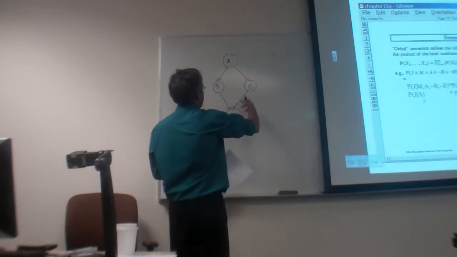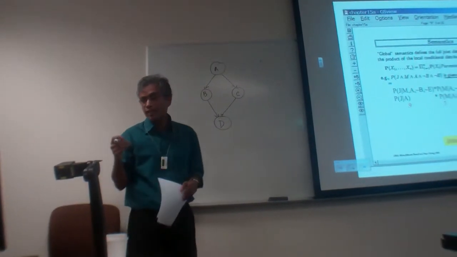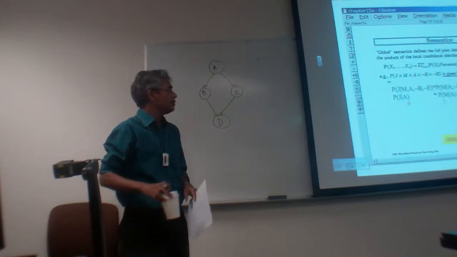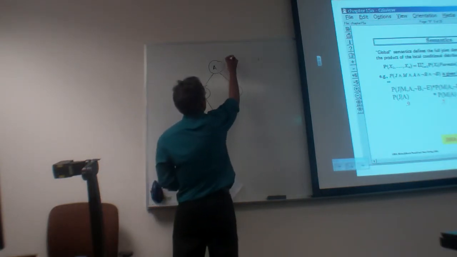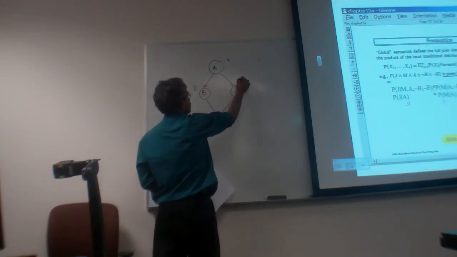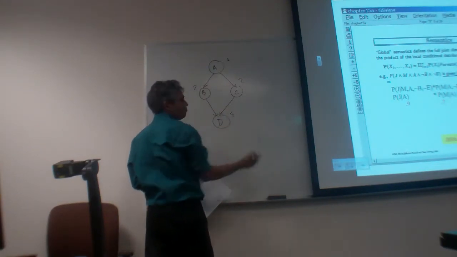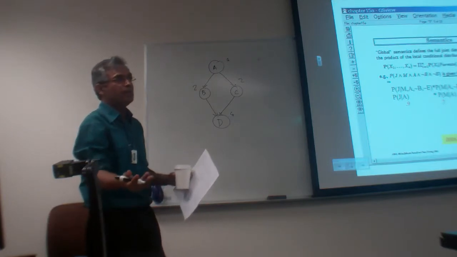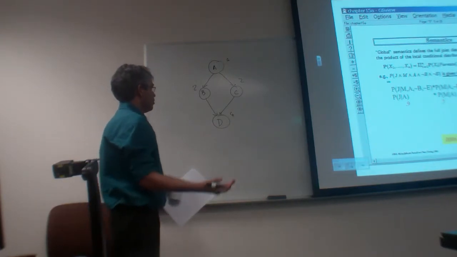How many probabilities are needed to specify this network? Nine. Okay, let me see. So there is 1 here, 2, 4. Right? So you should be able to tell, by just looking at the network, how many probabilities.